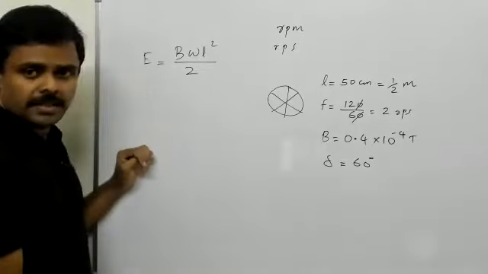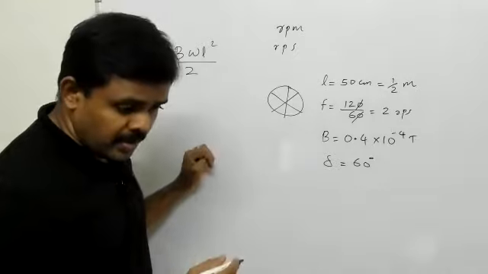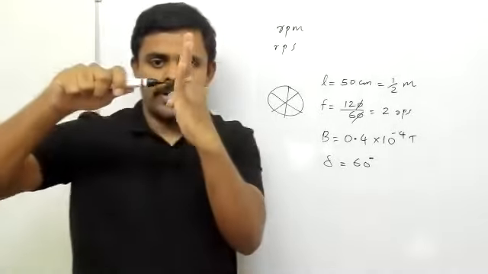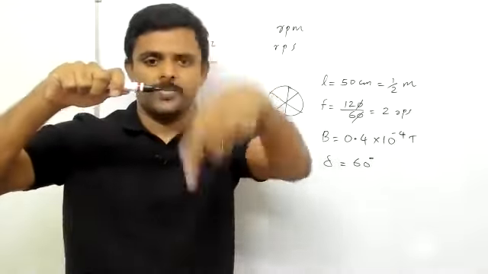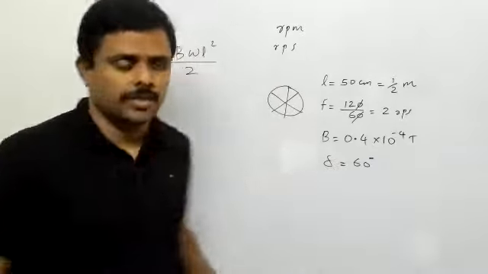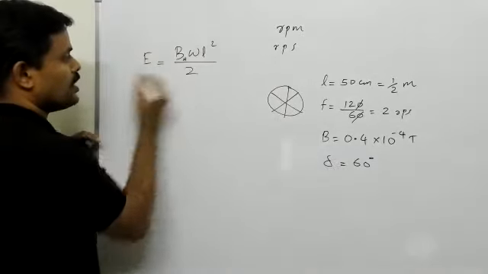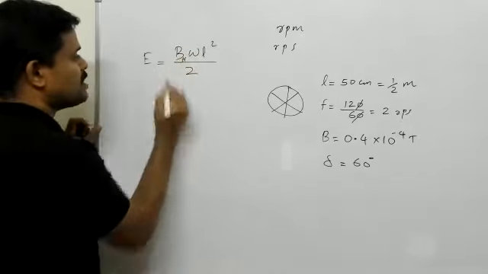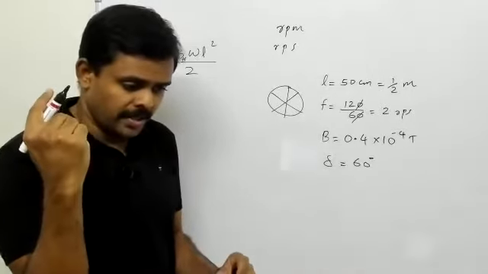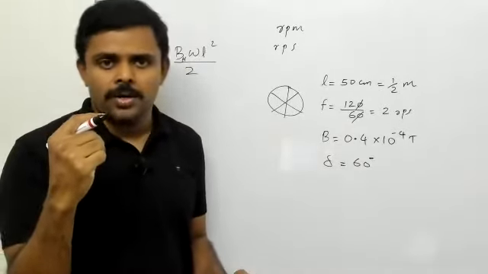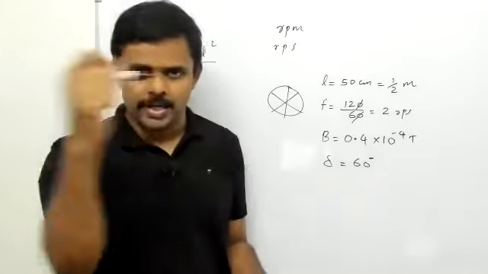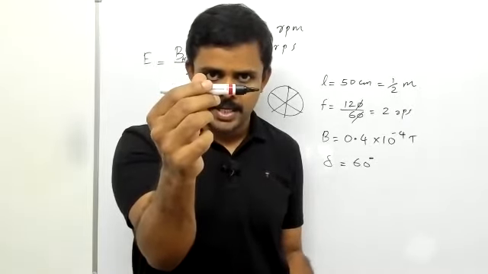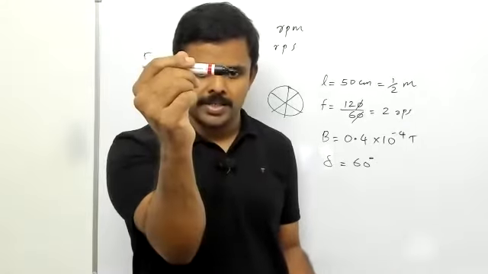So B is there, right? But remember, it is rotated in which plane? It is rotated normal to the horizontal component. So it is cutting the horizontal component, so this has to be rewritten as BH. Why? Because they specifically say it is rotating in a plane normal to the horizontal component. When I say horizontal component, take a horizontal line right in front of your eyes. Vertical component is this, horizontal component is this.